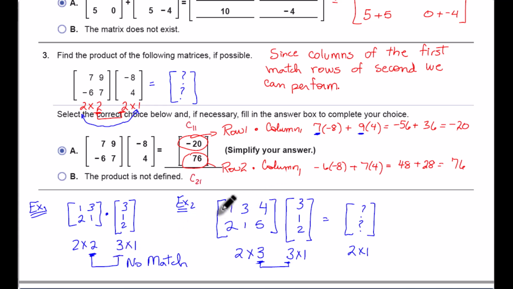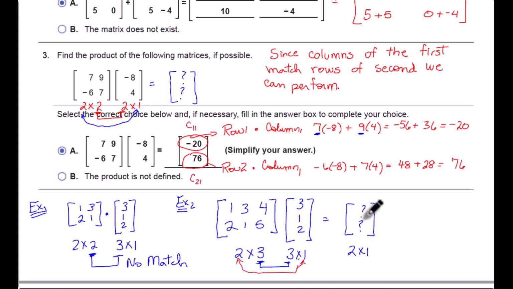What about example 2? Let's see. This has 2 rows. It has 3 columns, and so it is 2 by 3. This one is 1, 2, 3 rows, 1 column. So yes, the multiplication does make sense because this 3 matches that 3. And so the answer comes from the outside part. And so the outside is 2 by 1.